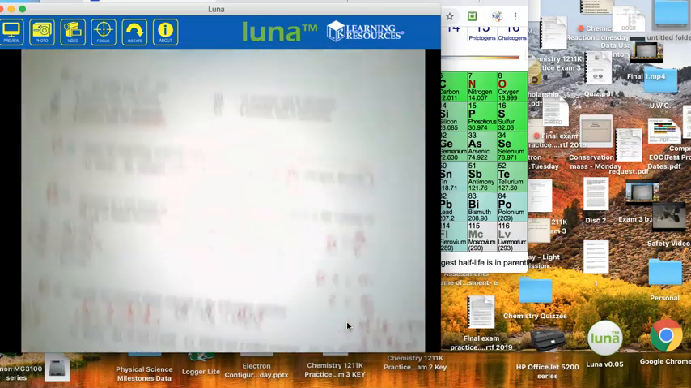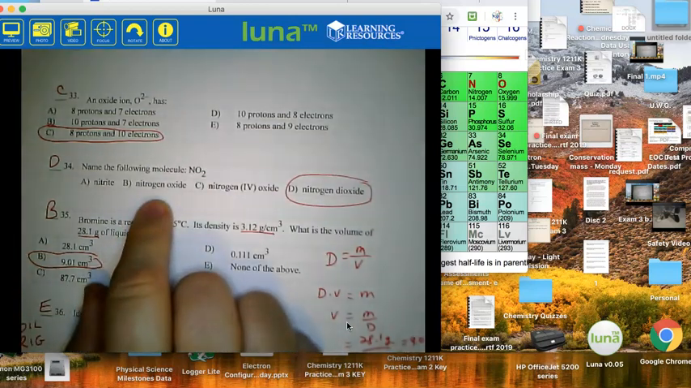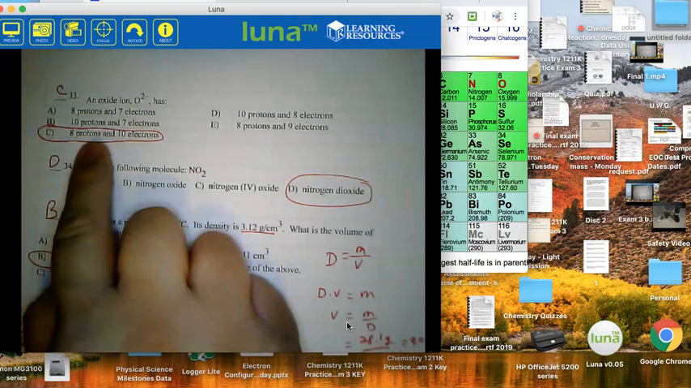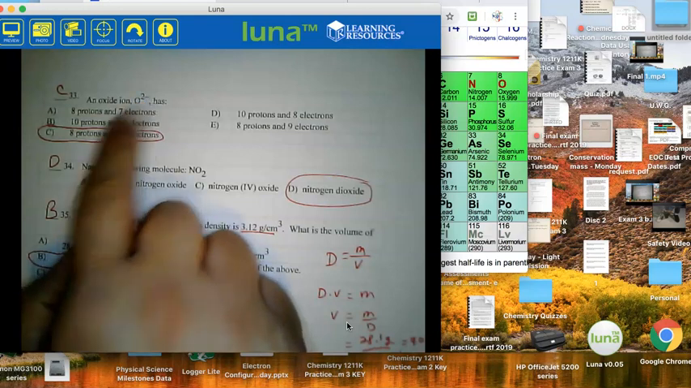Number 33, an oxide ion, O-2, has what? It has 8 protons because it's oxygen, and instead of having 8 electrons, it has 2 more because it has a -2 charge, so it has 10 electrons.